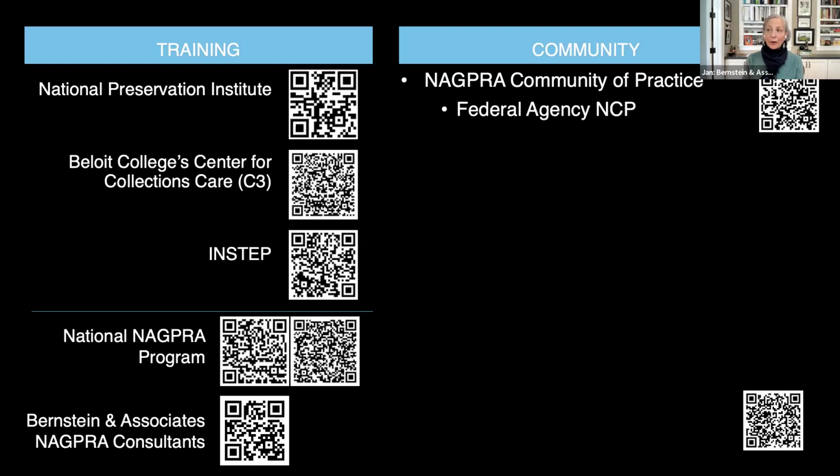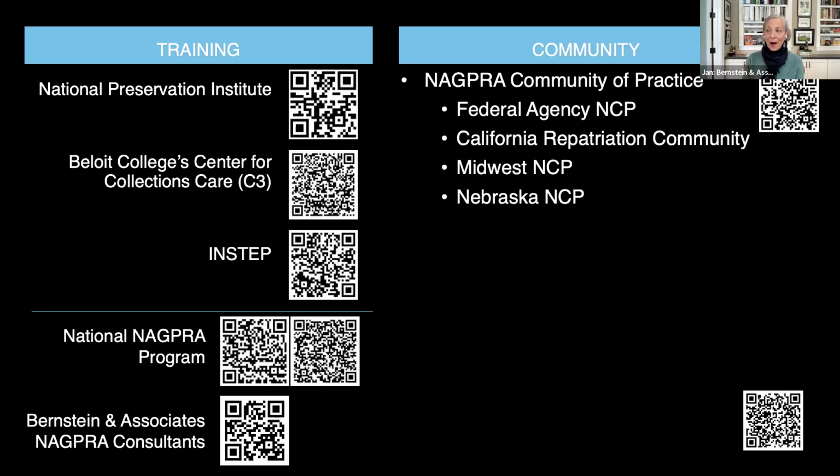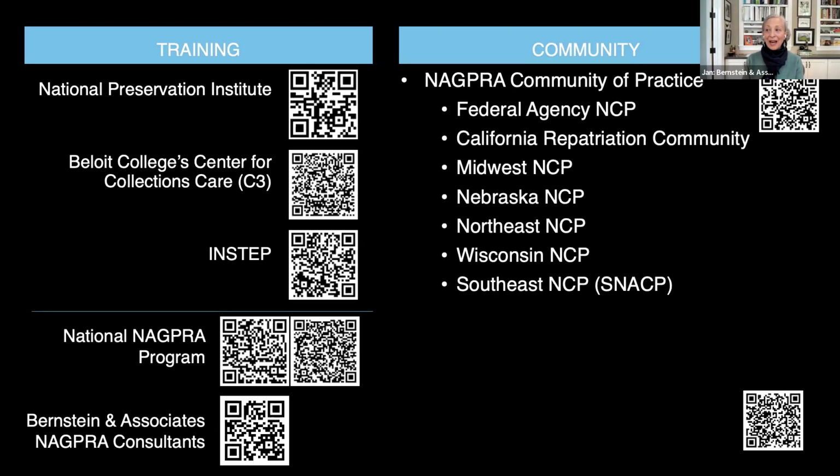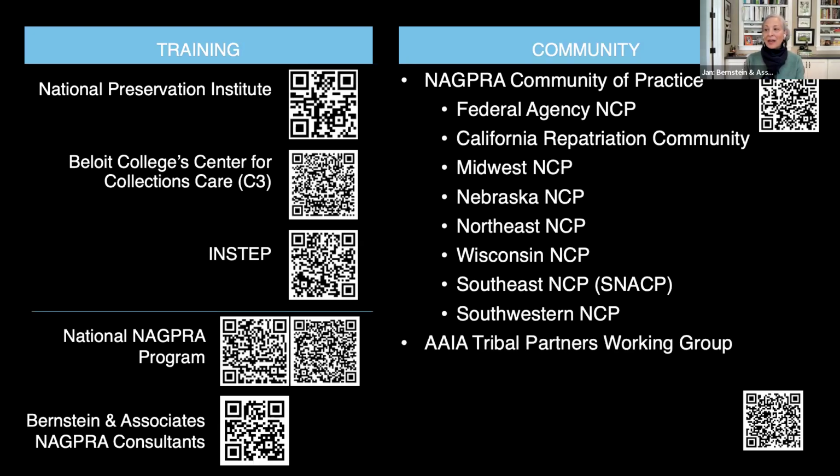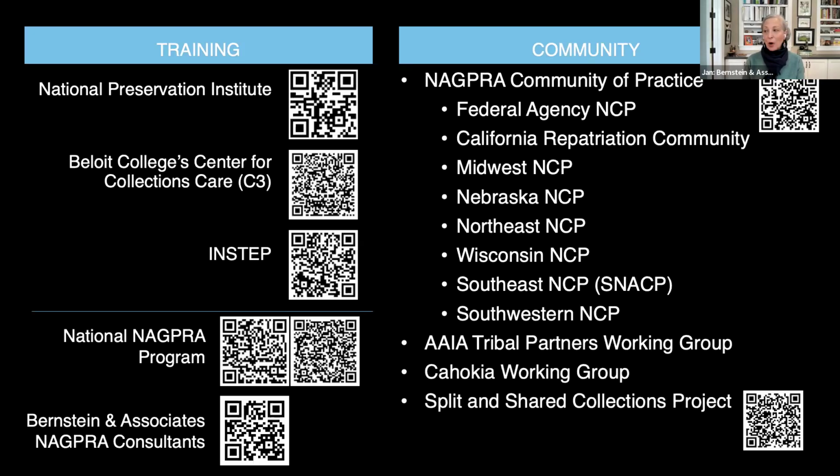And there's a federal agency NAGPRA Community of Practice, California Repatriation Community, Midwest, Nebraska, Northeast, Wisconsin has its own, the Southeast has one. The Southwest has one that used to be the Colorado group, is now the Southwest group. And then there is the Association on American Indian Affairs Tribal Partners Working Group, and they're also now providing training in NAGPRA. And there's a Cahokia Working Group and Split and Shared Collections Project.